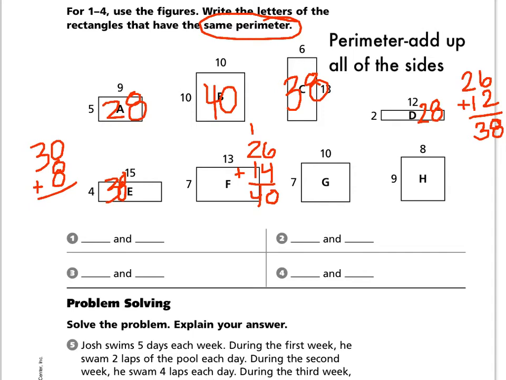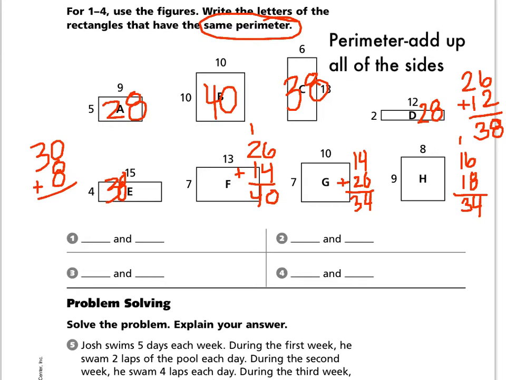For letter G, I have 7 plus 7 is 14, and 10 plus 10 is 20. Add it up, and you're going to get 34. Letter H, I have 8 plus 8, which is 16, and 9 plus 9, which is 18. I'm going to add it up, and I get 34.